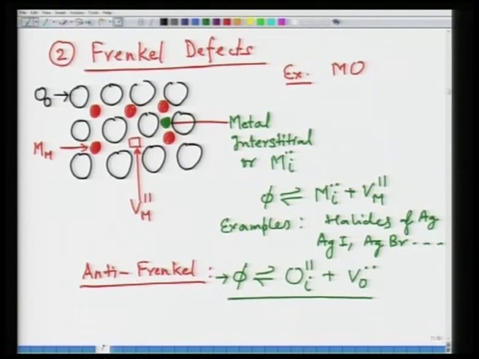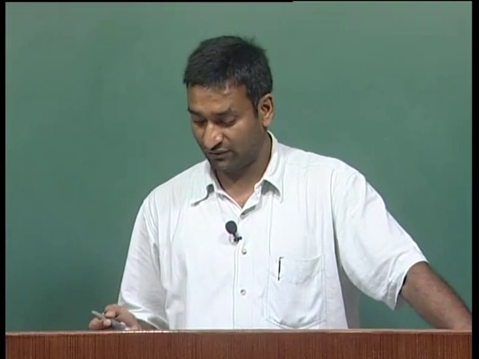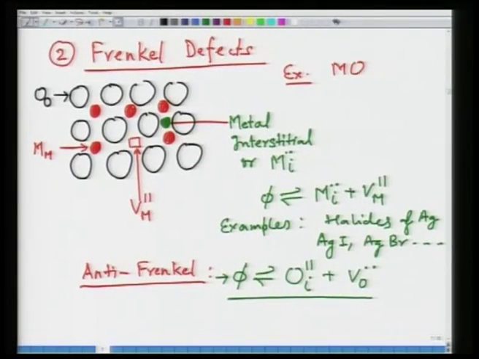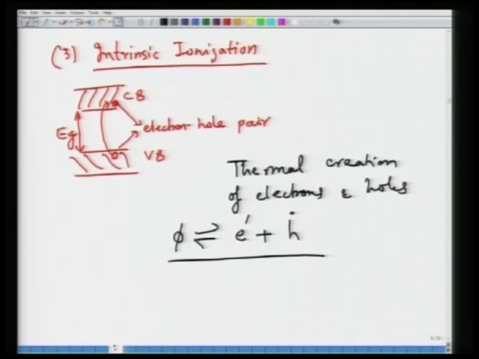Another important defect is the Frenkel defect. A Frenkel defect is the formation of a metal interstitial coupled with the formation of a complementary metal vacancy, or in the case of anti-Frenkel, it is the formation of an oxygen interstitial complemented by an oxygen vacancy. These are the two most common defects that occur in stoichiometric solids. And third is intrinsic ionization, which is nothing but excitation of electrons from the valence band to the conduction band, giving rise to an electron-hole pair. And this can occur in any material.